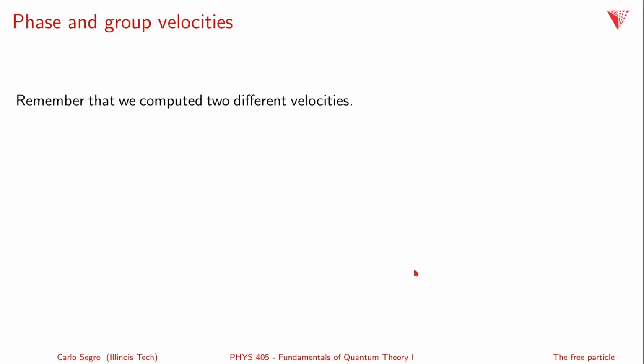Now, if you remember, we computed two different velocities. How does that work now that we have a wave packet, that we made a superposition of a bunch of different functions? Well, the quantum velocity we figured out for a single stationary state was v_QM equal to the square root of E over 2m.